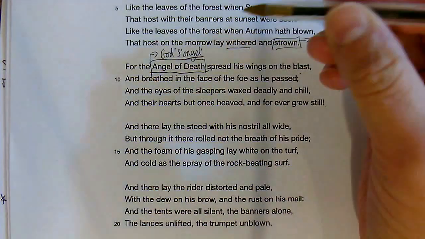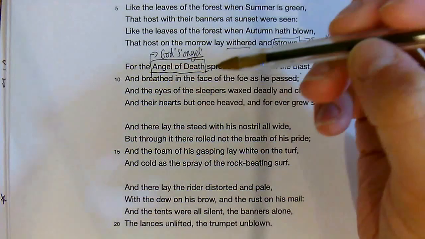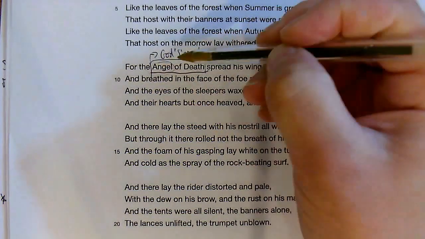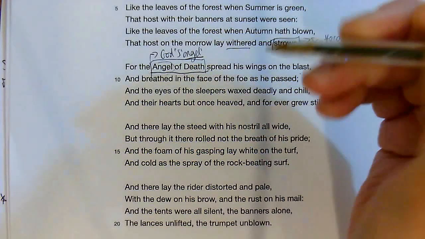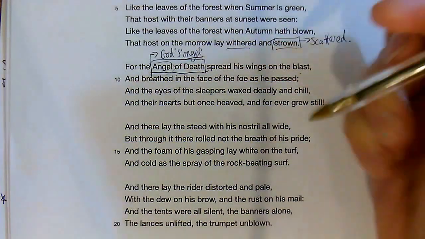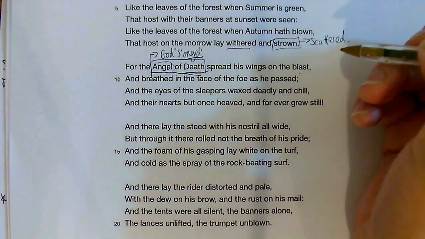And for some reason, Lord Byron has chosen to pick up on this idea of an angel of death, almost like that juxtaposition there. We don't expect it to be an angel of death. What else can we say?